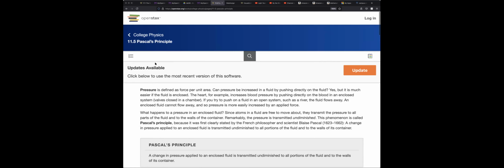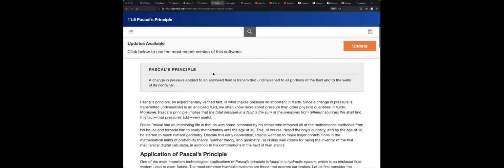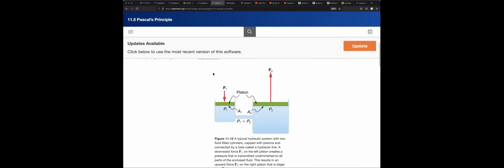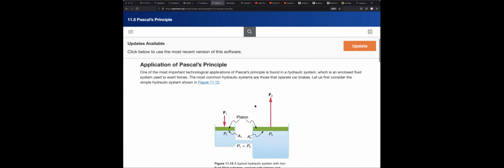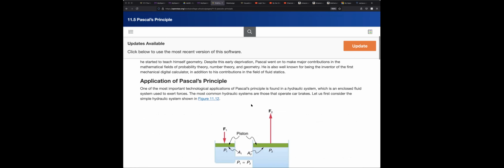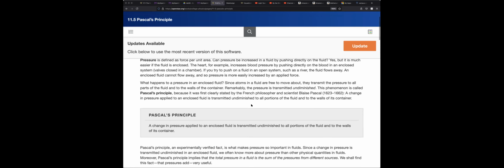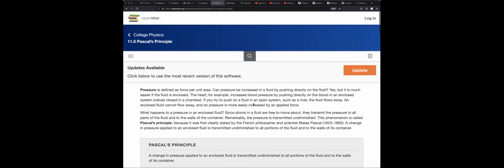So, Pascal's principle. As I mentioned before, Pascal's principle is this idea where if you apply a pressure to one part of a fluid, it transmits. And it has some interesting implications. So here we have a system of fluid like water. And this works best in an ideal fluid.